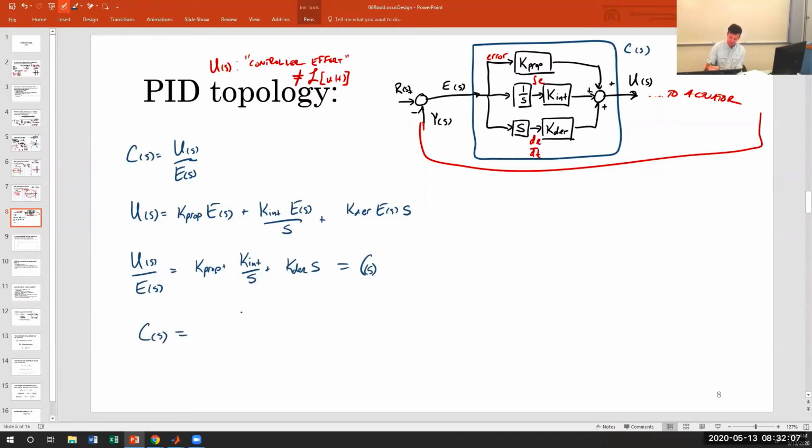How would I do that? Everything has to be over S, I think. So K prop becomes S times K prop. K int is already over S, so we can leave it alone. And K dir is now S squared K dir. Does this look familiar? Maybe we can factor out the K dir, and we get S squared plus S times K prop over K dir plus K int over K dir.